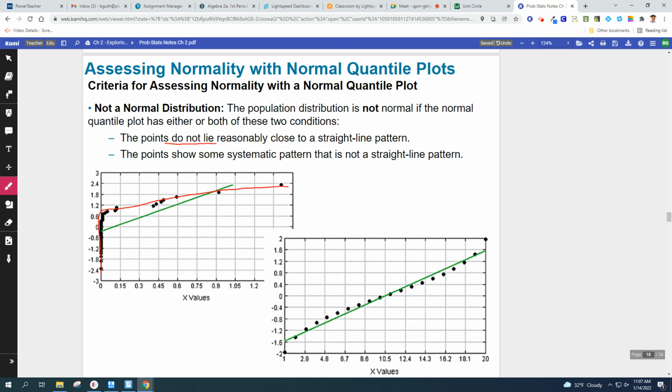And then I looked at the next one and those dots are pretty much straight, but it says there's some systematic pattern that's not a straight line. See how it kind of looks like a sine wave or something? That's definitely in some kind of pattern that's not straight. All right, so either one of those two things happen. It's not a straight line, or it's some weird pattern that's not a straight line. That's not a normal distribution.